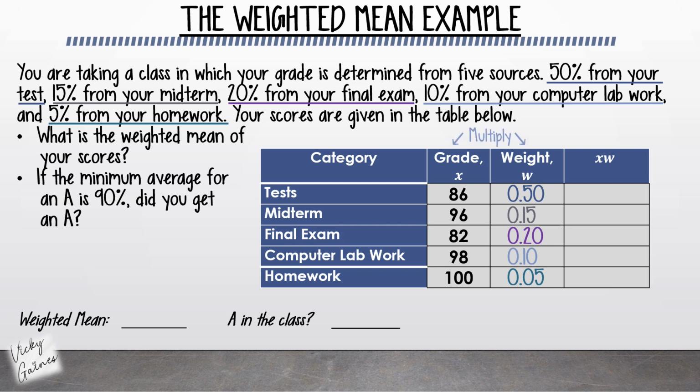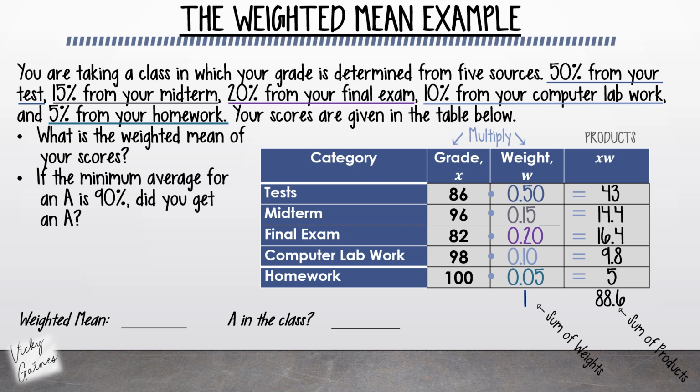So we need to multiply the grade with the weight to get our products. Multiply those. You can use your calculator. That's 43. Multiply, 14.4. Multiply, we get 16.4. Multiply, 9.8. And multiply, we get 5. We need to get the sum of the products and the sum of the weights. And our formula is to divide the sum of the products by the sum of the weights.